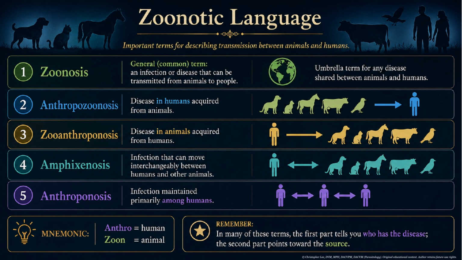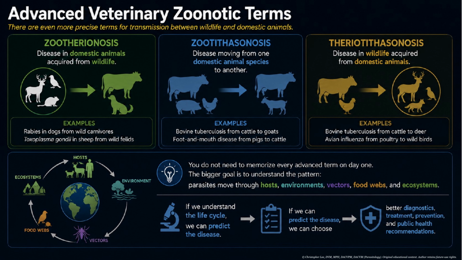A simple way to remember these terms is to look at the word parts. Anthro refers to humans, zoon refers to animals. In these directional terms, the first part generally tells us who has the disease, and the second part points towards the source. You do not need to use every term in daily conversation, but the language helps clarify direction of transmission. There are even more precise terms for transmission between wildlife and domestic animals.